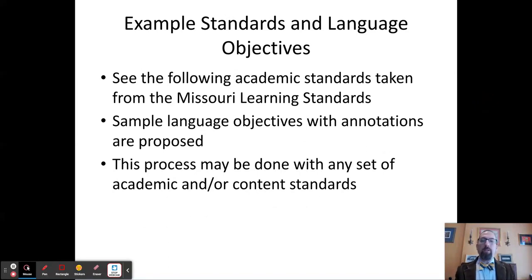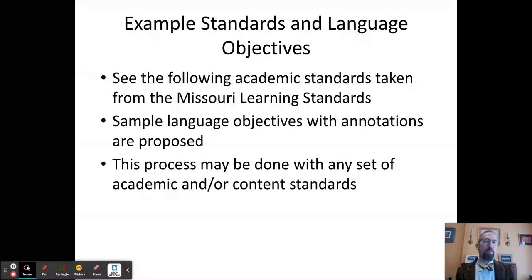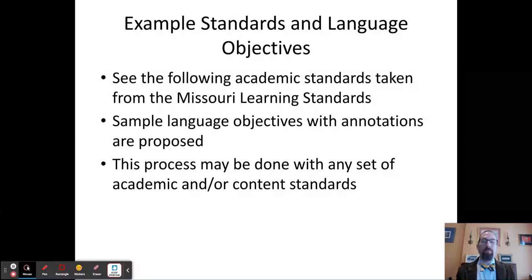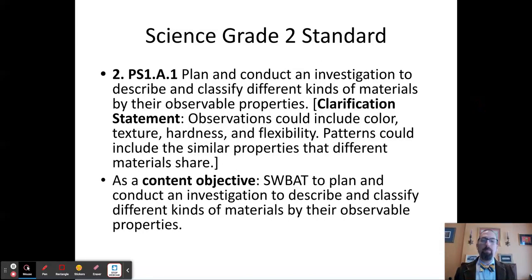So the next few slides are going to show some example standards and some language objectives that can be derived from those standards. These are going to be academic standards that come from the Missouri Learning Standards. But you can take content objectives of any kind and then derive language objectives from them. So let's take an example of a second grade science standard.